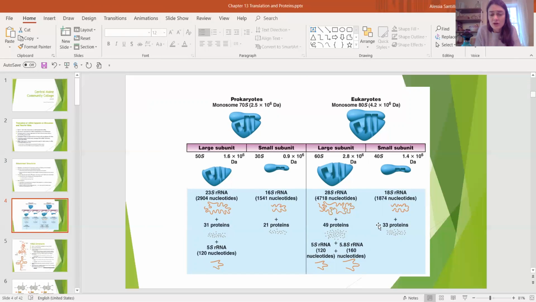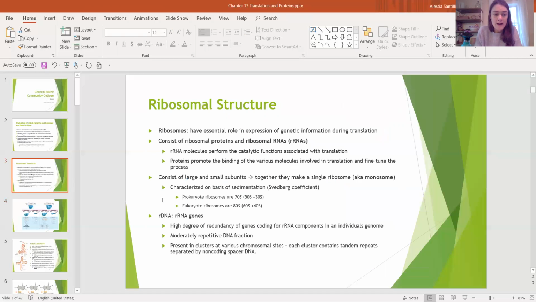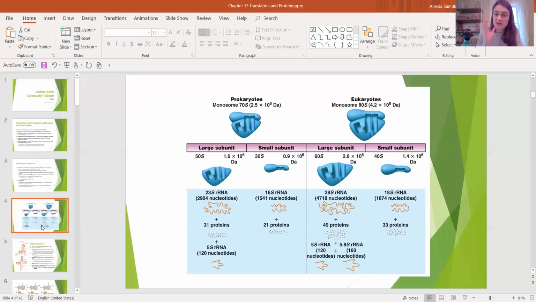Archaea are a little bit difficult because we still don't know that much about them, but we're learning more and more each day. So basically, a ribosome is made out of rRNA and proteins.